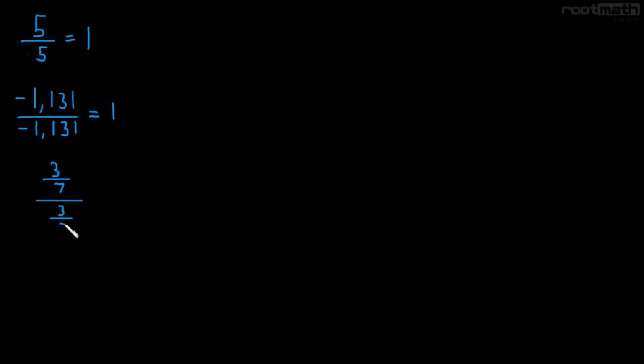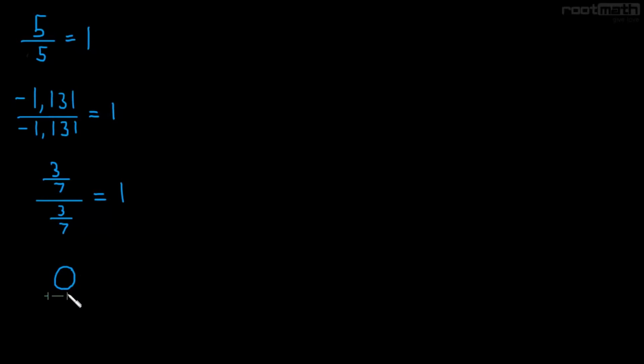I want to talk to you about simplifying fractions, or what's sometimes called canceling fractions. So let's start with the basics. 5 divided by 5 is what? It's 1, right? Any number divided by itself is just 1. So negative 1,131 divided by itself, again, is just 1. What about fractions? Something like 3/7 divided by 3/7. Well, a fraction is just a number, and so we're dividing it by itself, so we get 1.